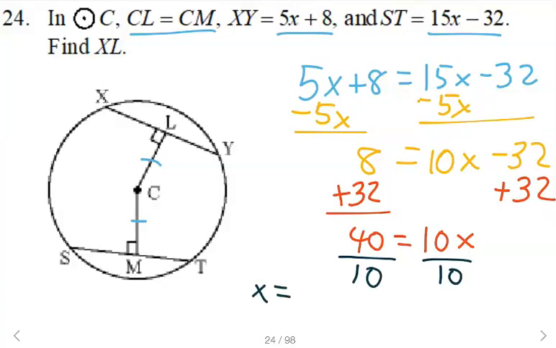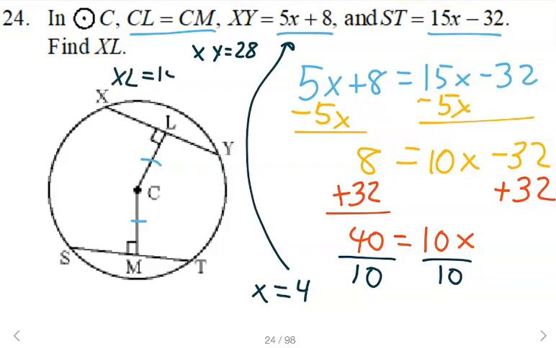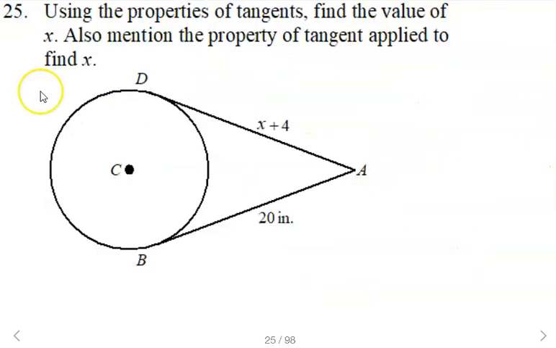It says to find XL, which is half of one of those segments. So I'm going to plug this in. We get 4 times 5 is 28, so XY equals 28, half of 28 is 14, and so XL is 14. Again, I took that full chord segment and split it in half.